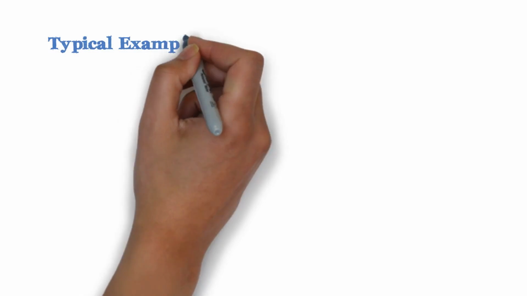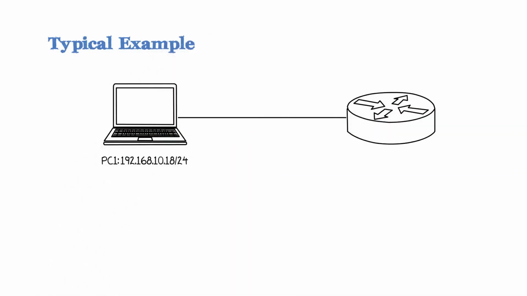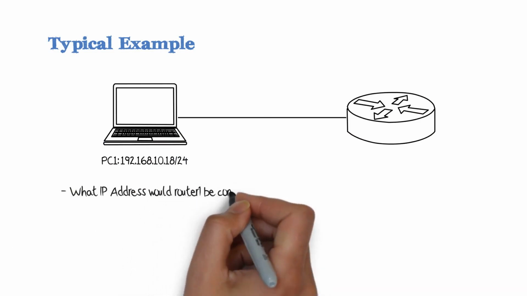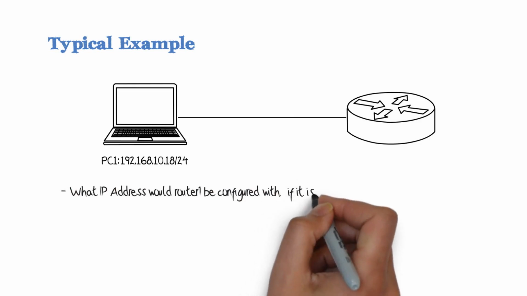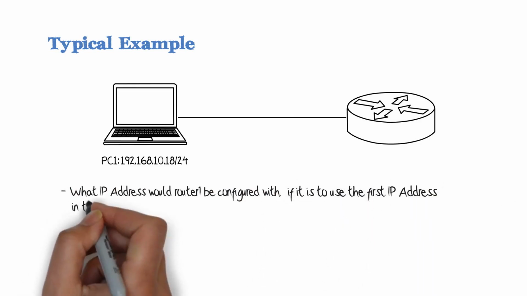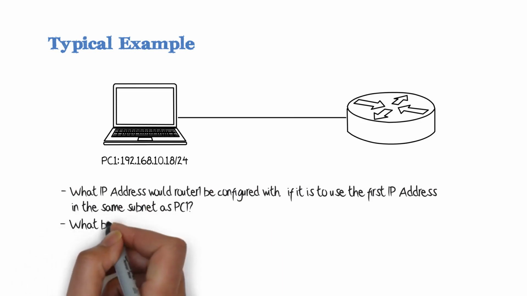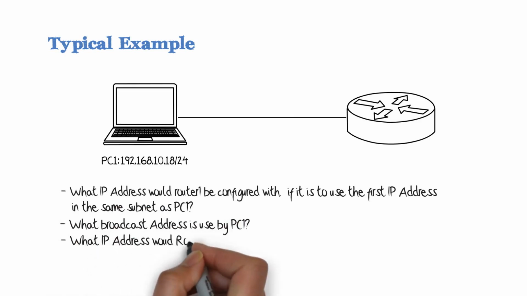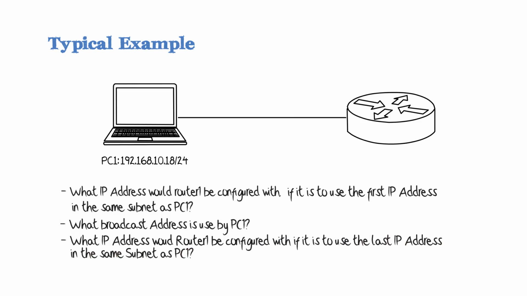So here's a typical example. You've been given a host with an address of 192.168.10.18 with a /24 mask, and you'll need to be able to answer the following questions. What IP address would router 1 be configured with, this router being router 1, if it is to use the first IP address in the same subnet as PC1, which is the PC here. A second question could be, what broadcast address is used by PC1? Or thirdly, what IP address would router 1 be configured with if it is to use the last IP address in the same subnet as PC1?